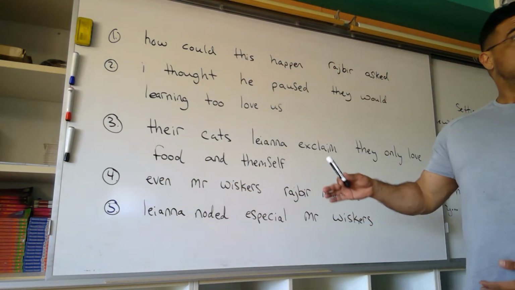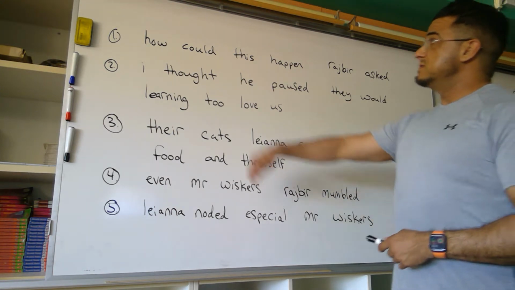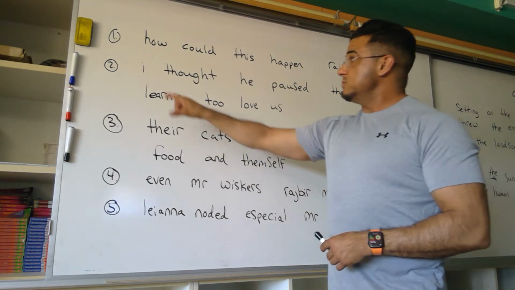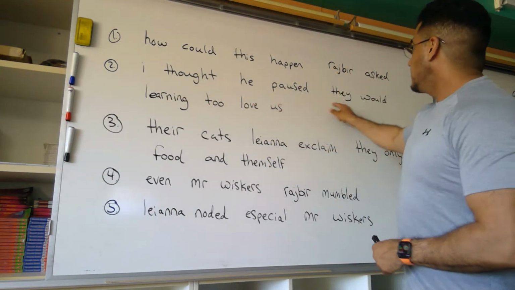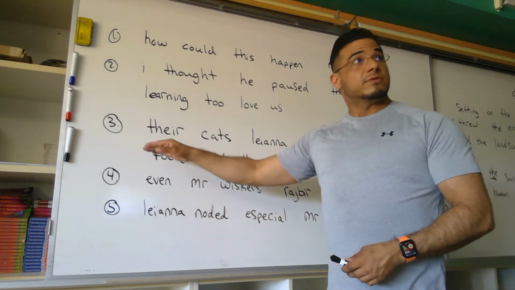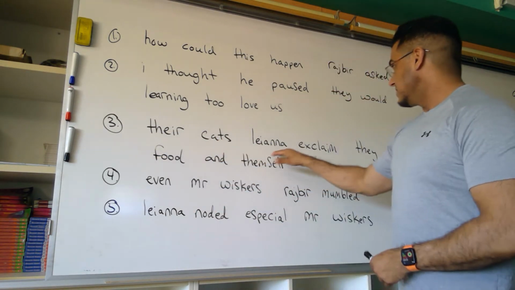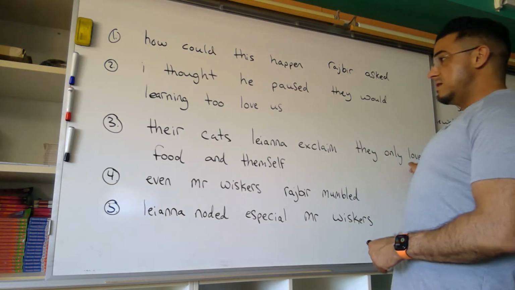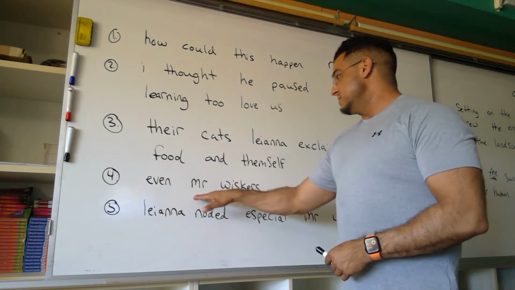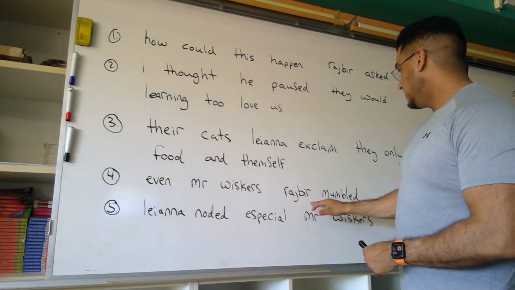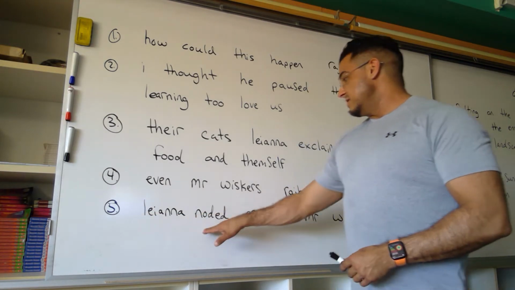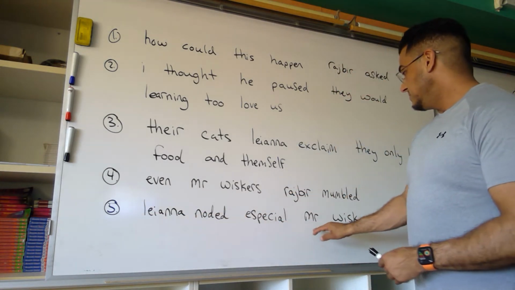So we have, let's see, oh, good, you can see. Number 1 reads, "How could this happen?" Rajbir asks. Number 2, "I thought," he paused, "they would learning to love us." Okie dokie. Sentence number 3, "They're cats," Leanna exclaimed. "They only love food and themselves." Sentence number 4, "Even Mr. Whiskers?" Rajbir mumbled. Leanna nodded, sentence number 5. Leanna nodded. "Especially Mr. Whiskers."